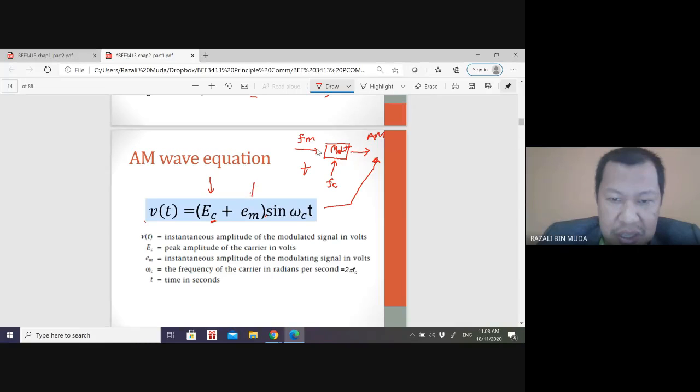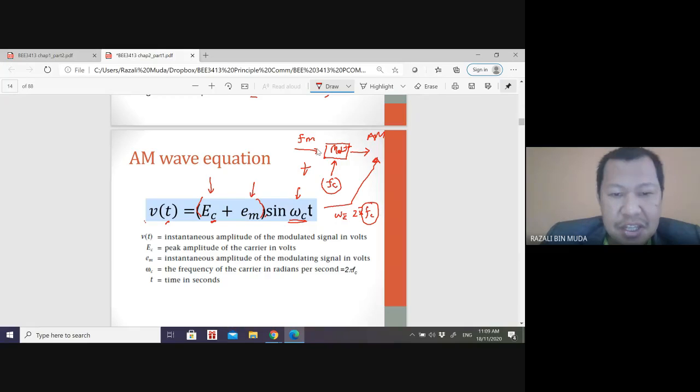This is modulating signal ataupun suara ataupun baseband signal. The amplitude tambah. Okay, sin omega C. Tapi signal ni berfungsi pada frekuensi omega C, frekuensi carrier, ataupun omega is equal to 2 pi F. So omega C 2 pi FC. So ada FC dekat sini. Maksudnya signal AM ni ialah sama, the frequency of the signal is taking the frequency of the carrier.